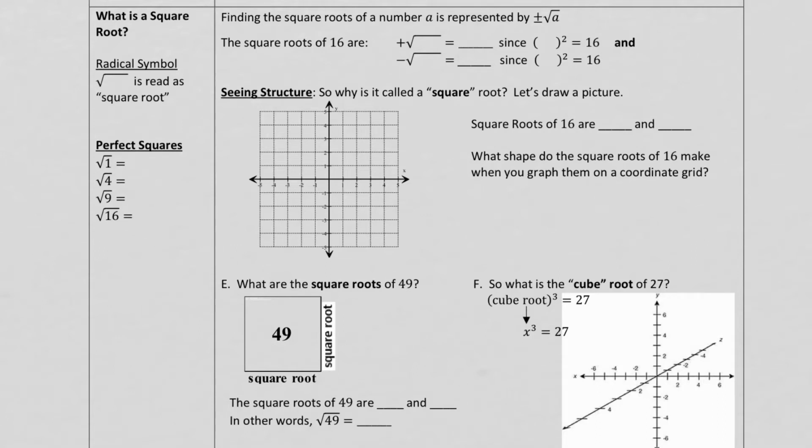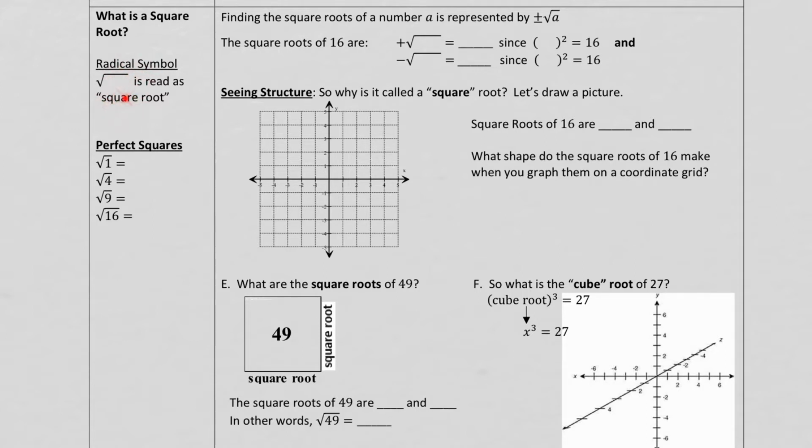Alright guys, so on this note, it's going to ask, what is a square root? Remember that in math, we use words here with intention. So when it says square root, that's going to be a clue to what we're looking at visually and otherwise. So a square root is also known as a radical symbol, so we're going to have this symbol here. But it says read as a square root.